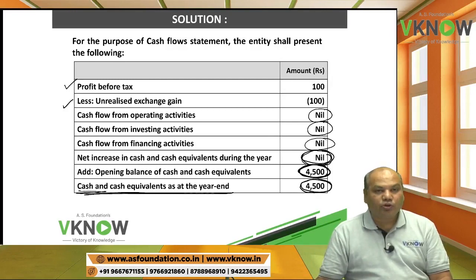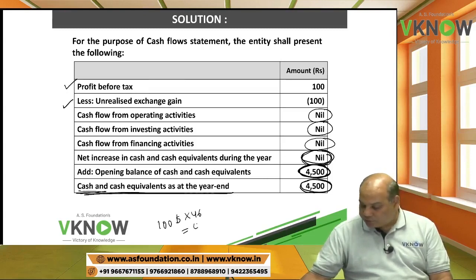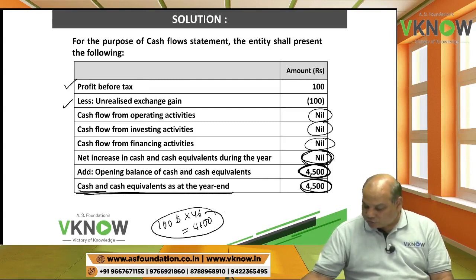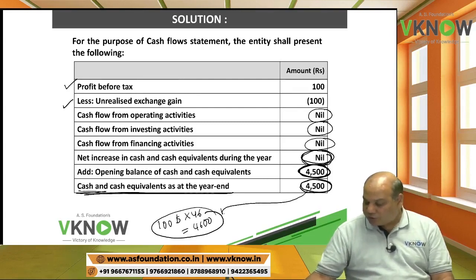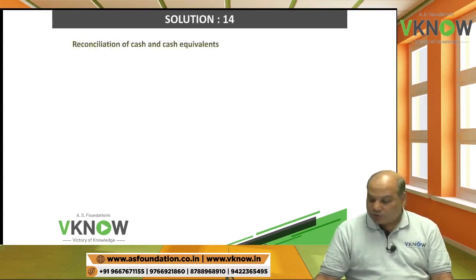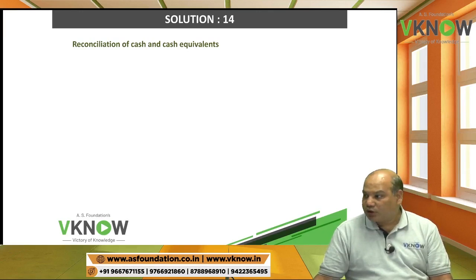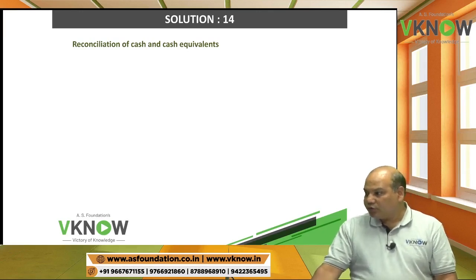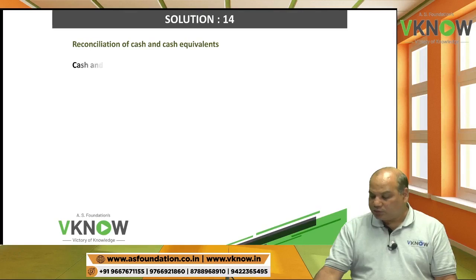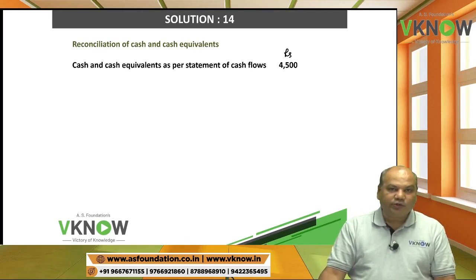But balance sheet will show a different amount. Because in balance sheet, $100 will be valued at 4,600. So we'll have to prepare one reconciliation statement. Write down below: reconciliation of cash and cash equivalent. Right hand side rupees.